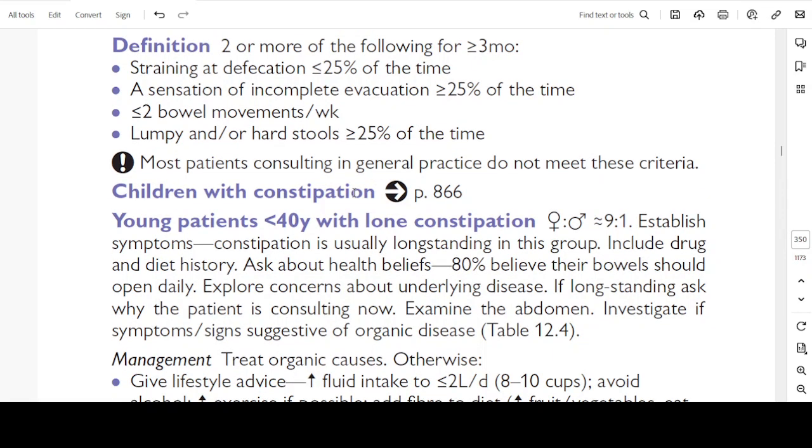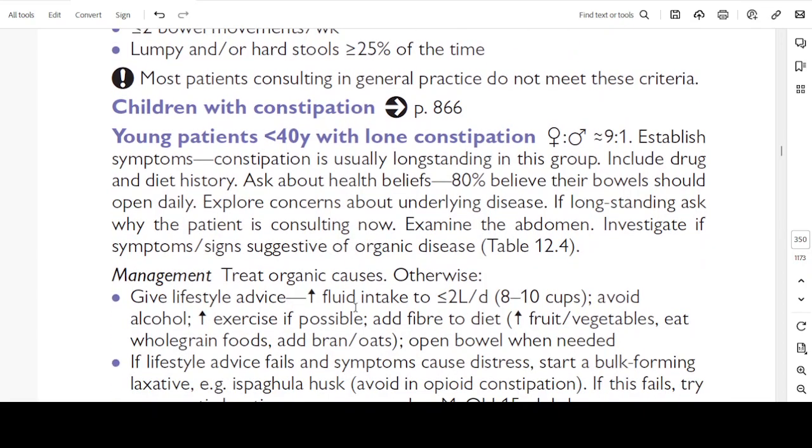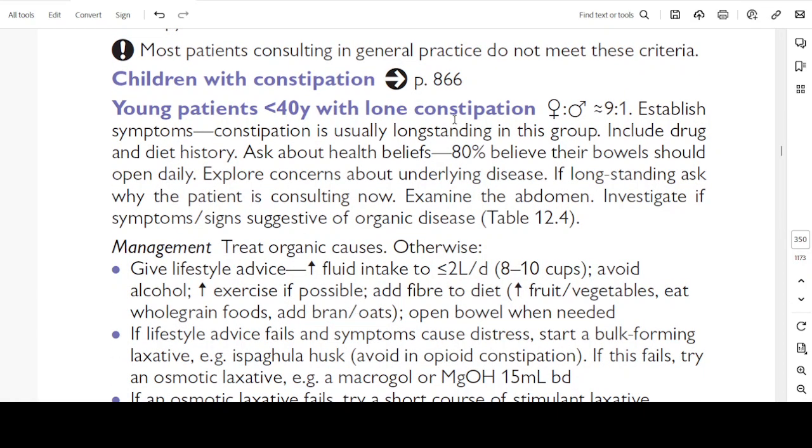Children with constipation, page 866, we will see there. Young patients less than 40 years with lone constipation. Female to male ratio is 9:1. Establish symptoms. Constipation is usually long-standing in this group. Include drug and diet history. Ask about health beliefs: 80% of people believe the bowel should be opened daily. Explore concerns about underlying disease.